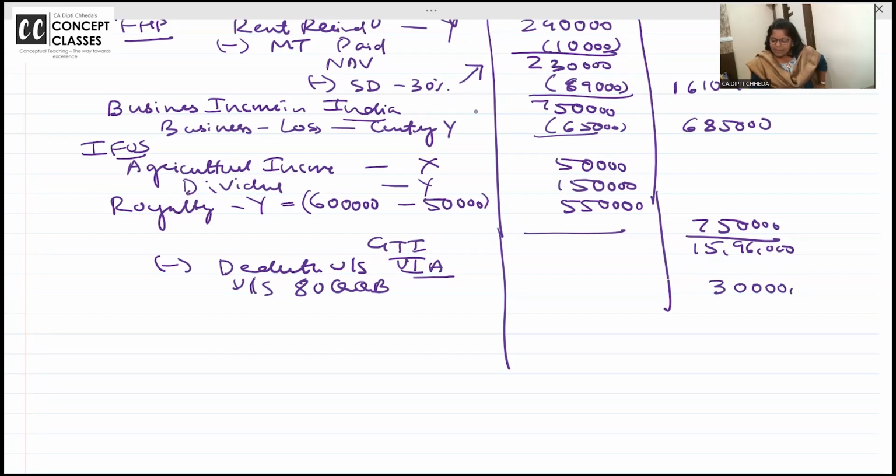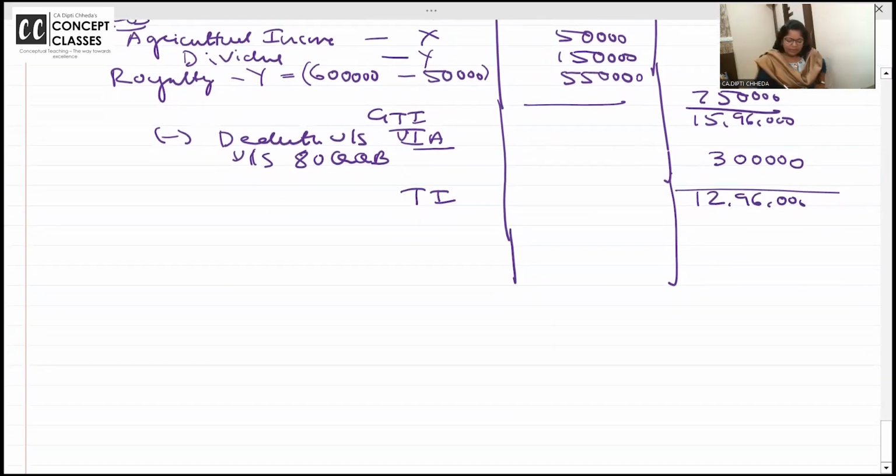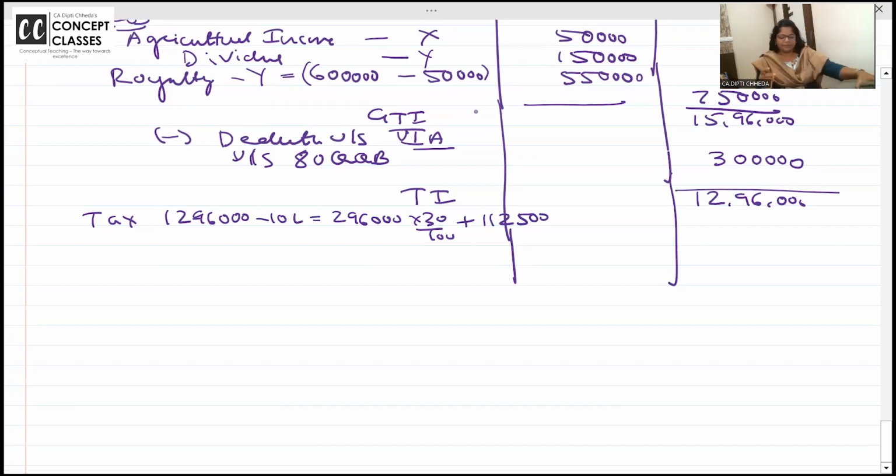I'm again saying sometimes if they say royalty brought in India is only 2 lakhs, so 2 lakh will only be taxable and deduction also 2 lakh. So it is 12,96,000 and that is nothing but total income. Now what is the tax on this? Faster than me. 12,96,000 minus 10 lakhs. जो भी बचा 296 उस पे 30% plus 1,12,500. Thank you for calculating the tax faster than I am doing. Very good.